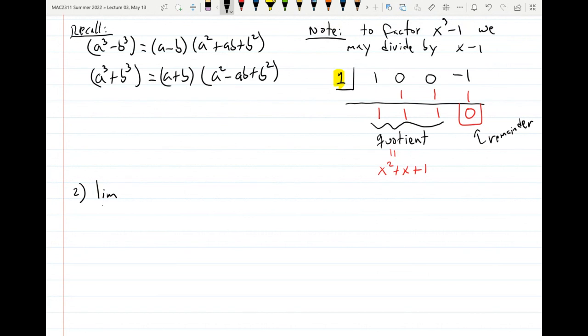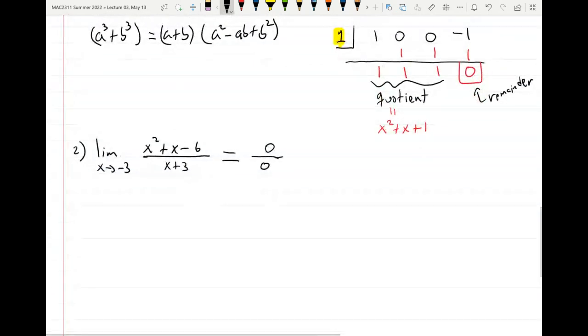Let's do the limit as x approaches -3 of x squared plus x minus 6 over x plus 3. So again, if we compute this limit, we notice that the bottom becomes 0, right? And the top, if you plug in -3, what do we get? We get 9, and then -3 minus 6, that's -9, so we get 0 as well. So it's a 0 over 0 situation. Again, we need to do something about it.